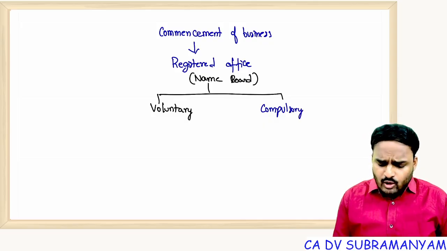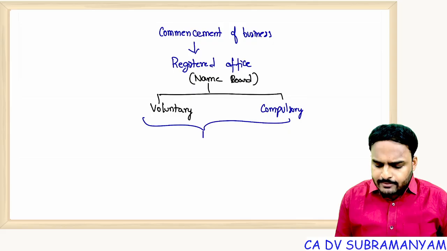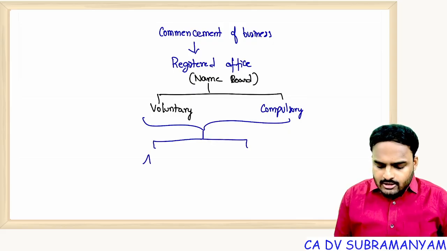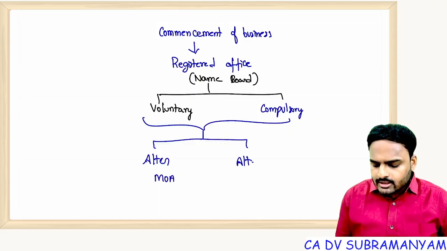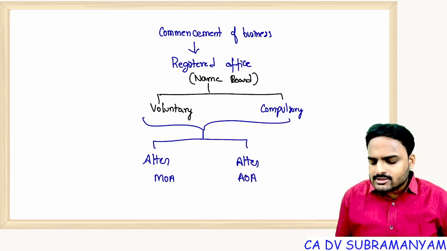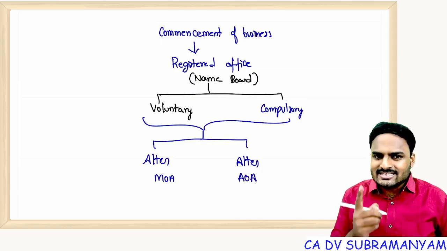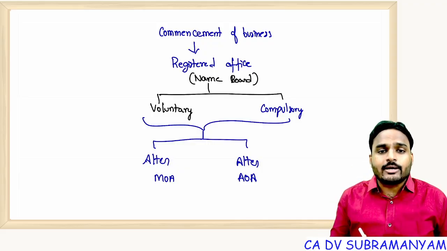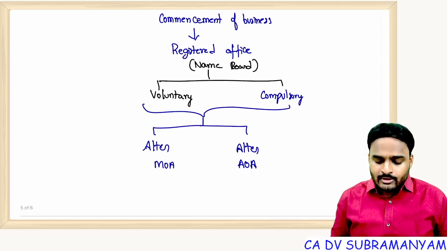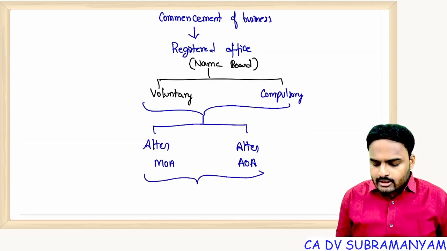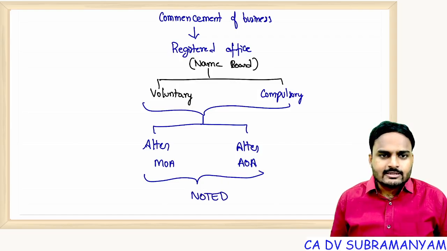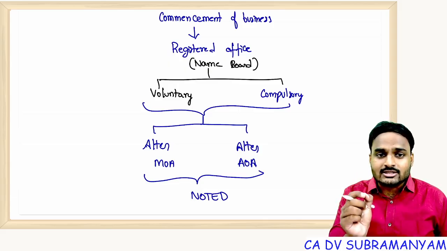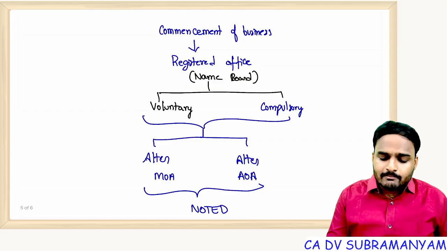Whatever the reason is, voluntary or compulsory, in both the cases, company has to alter MOA, company has to alter AOA. Why? In MOA, what is the first clause? Name clause. When you are changing the name clause, you need to alter MOA. Similarly, in AOA also you will find name of the company. So you need to alter AOA. Once you alter MOA, AOA, that alteration shall be noted in the respective documents. So this particular clause got altered. It should be noted. Now let me map section numbers.